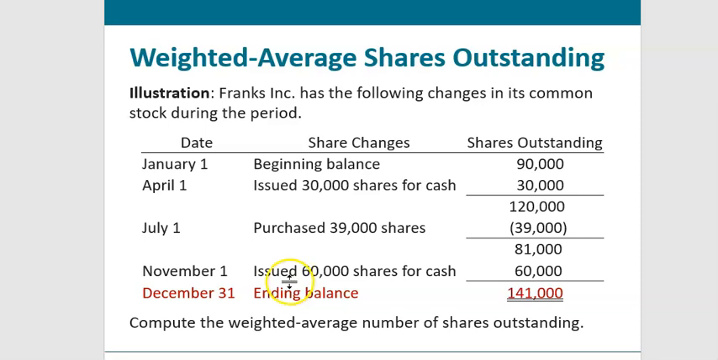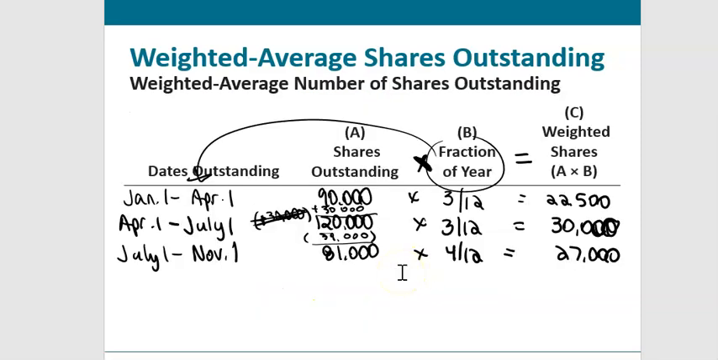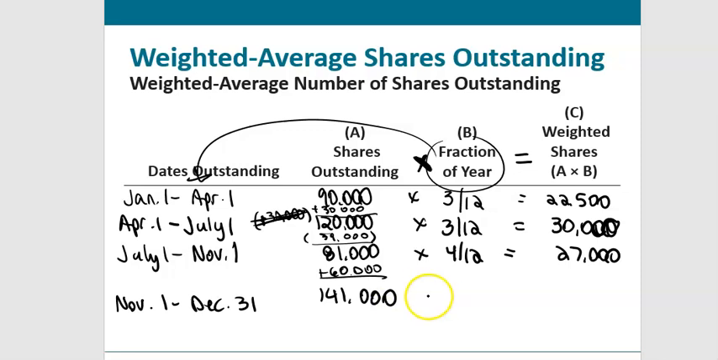On November 1st, the company issued 60,000 shares for cash. So we have now an additional 60,000. So from November 1st until year end, at which time we're putting together the financials and reporting our earnings per share calculation, we have 141,000 shares outstanding for 2 out of the 12 months, November 1st through December 31st. And that works out to be 23,500.